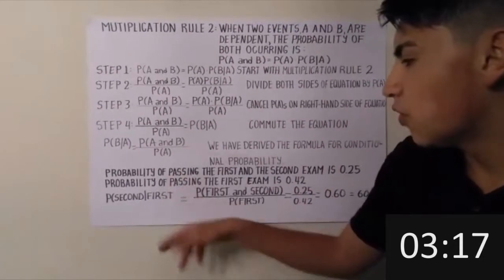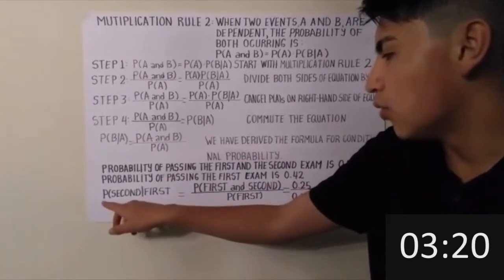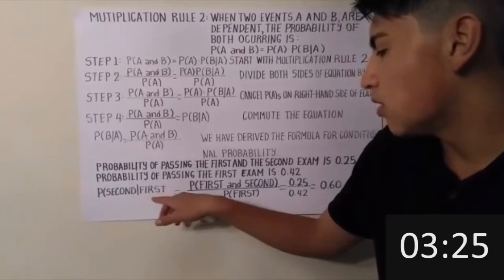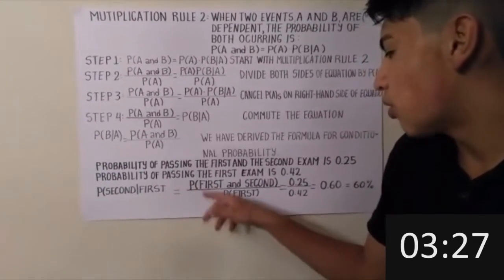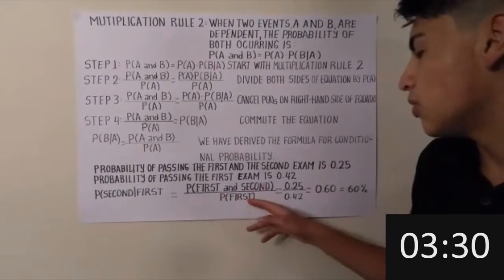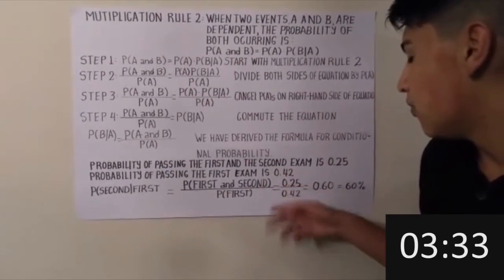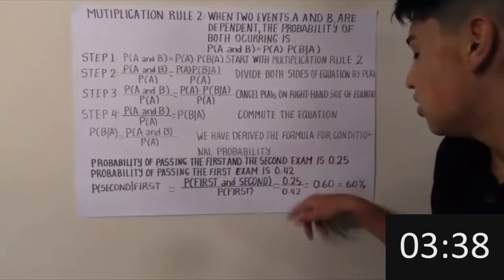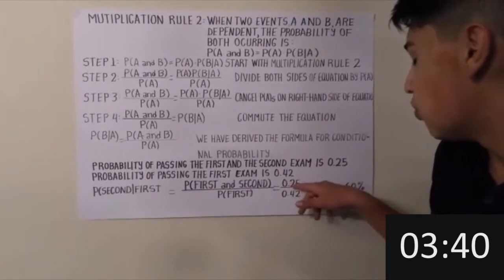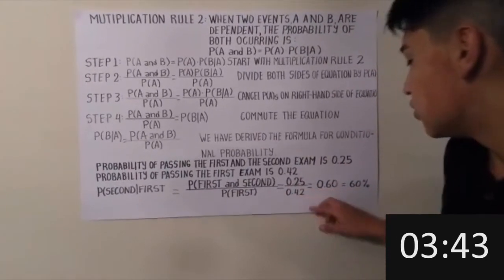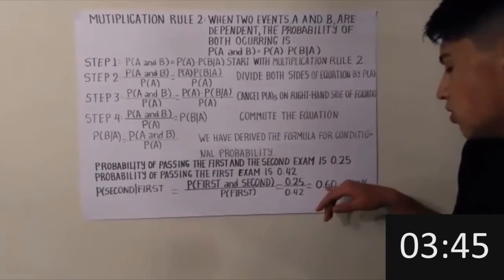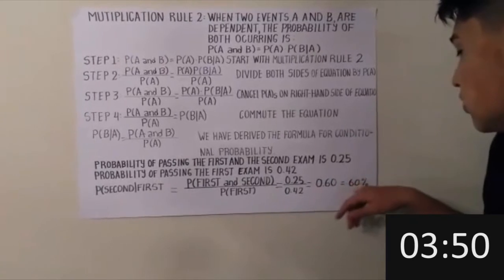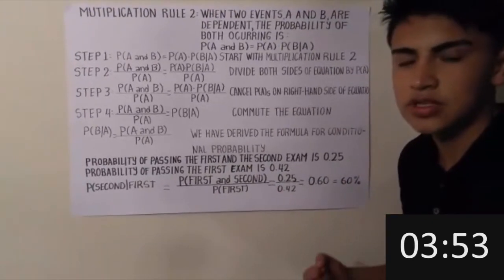So we apply this formula in the problem, and we have that the probability of the second given the first is equal to the probability of the first and the second over the probability of the first exam. And we replace with these numbers here, and we obtain 0.25 over 0.42, and that's equal to 0.60. That multiplied by 100 is equal to 60%, and that's the solution for that problem.